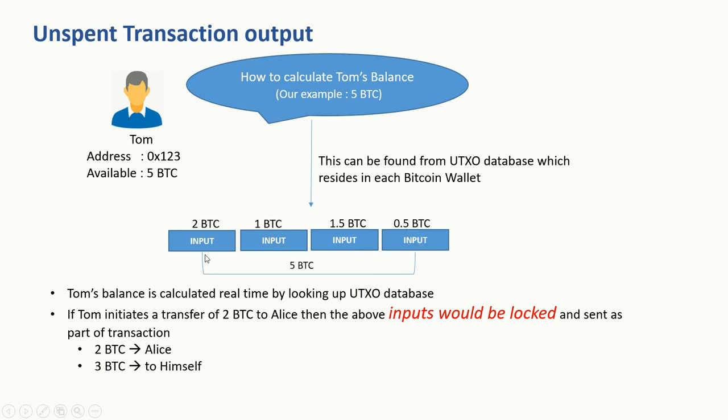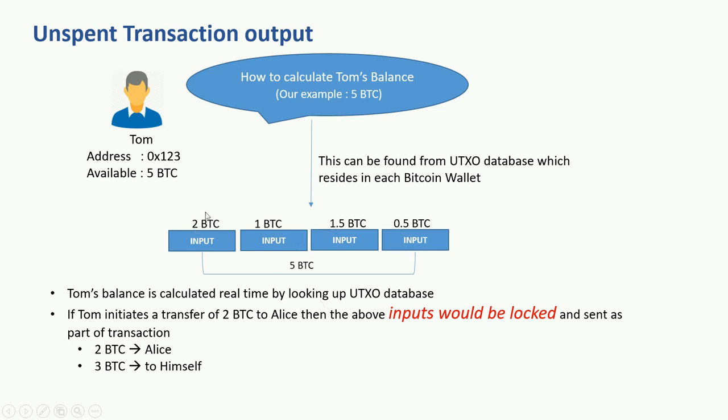Okay, all together, summing up all these becomes 5 bitcoins. So when Tom opens his wallet, he enters his password. When it opens his wallet, these inputs are nothing but transaction inputs, unspent transaction inputs. These would be calculated and summed up together, and that is how the balance would be shown in the wallet. Fine. So these are inputs.